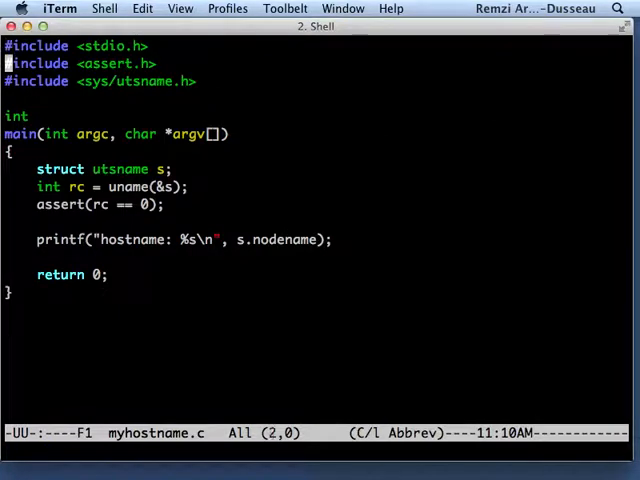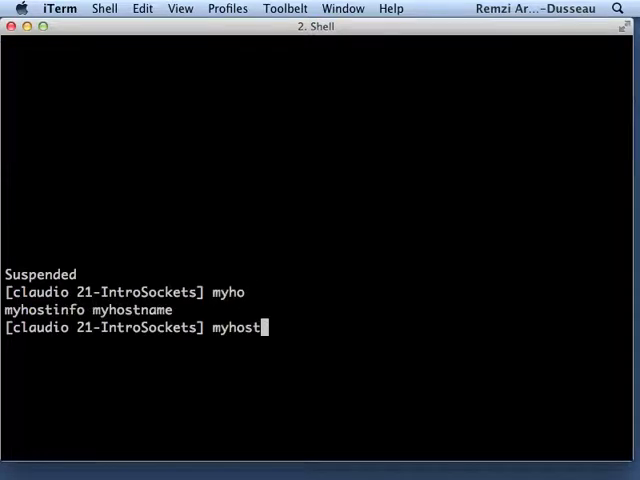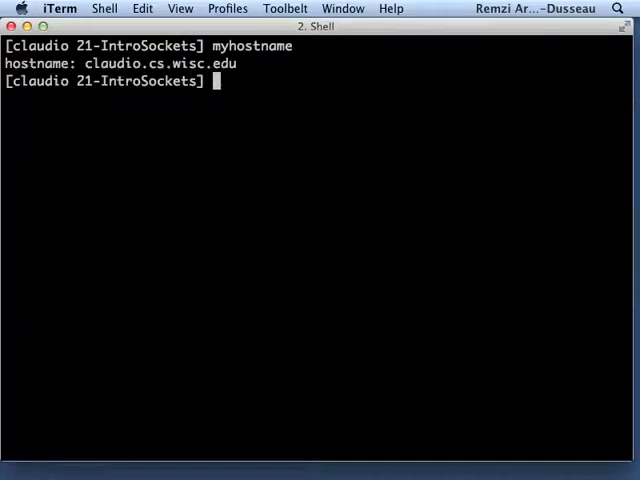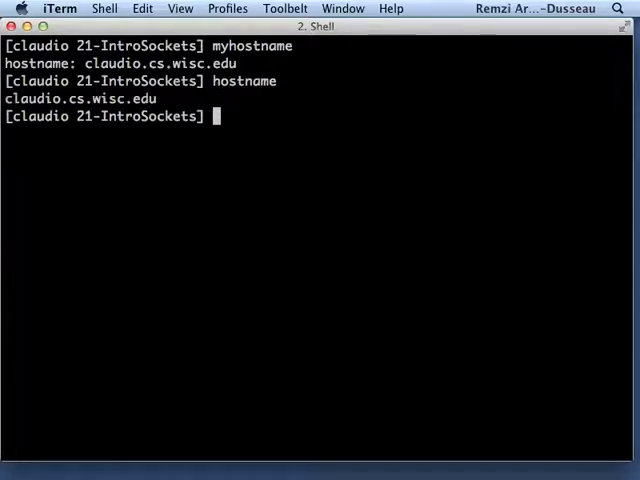This is not too exciting. This is a simple program that gets your host name. It calls a system call called uname and then prints out the relevant thing. So let me just run it and make sure it works. Yeah.